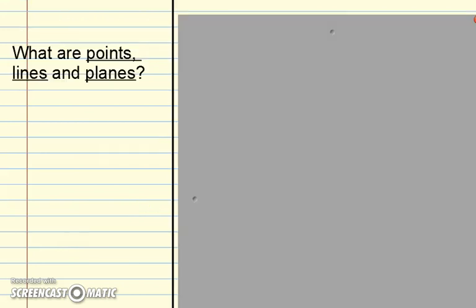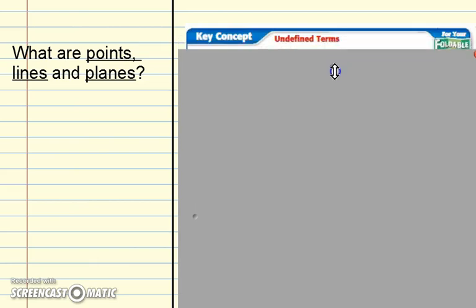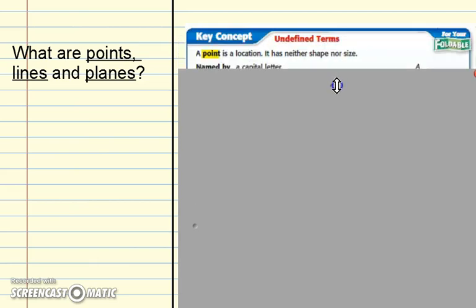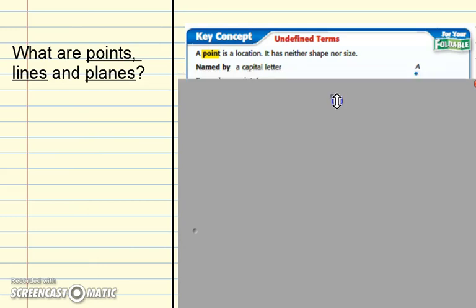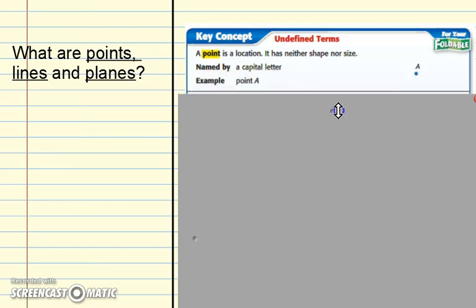Today we got to talk about points, lines, and planes. So first of all, we got to define these. What are they? All right, let's start it off. A point is a location that has neither shape nor size. Whenever we talk about it, we always name them with capital letters, whether it's on a coordinate plane or just in space. And then we just call it point A.